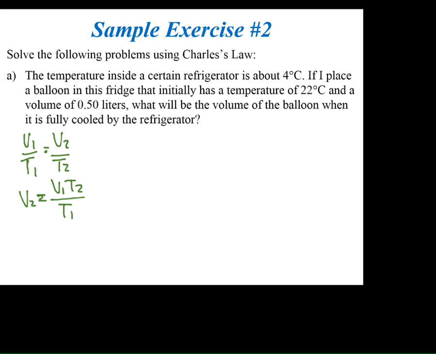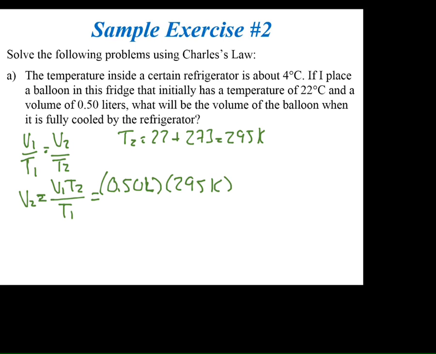Okay, let's plug in what we know. What's V1? 0.50 liters. What's T2? Yes, 22 Celsius, right. Add 273. 295 Kelvin, perfect, right. 295 Kelvin, good. What's T1? Right, 4 degrees Celsius plus 273. So 277 Kelvin. So 277 Kelvin. Okay, so Kelvin cancels. How many sig figs should we have here? Looks like 2. So what is it? What's the volume? Point what?